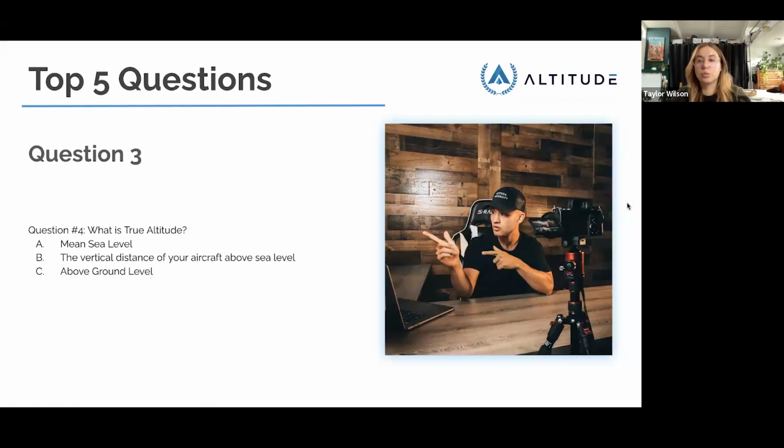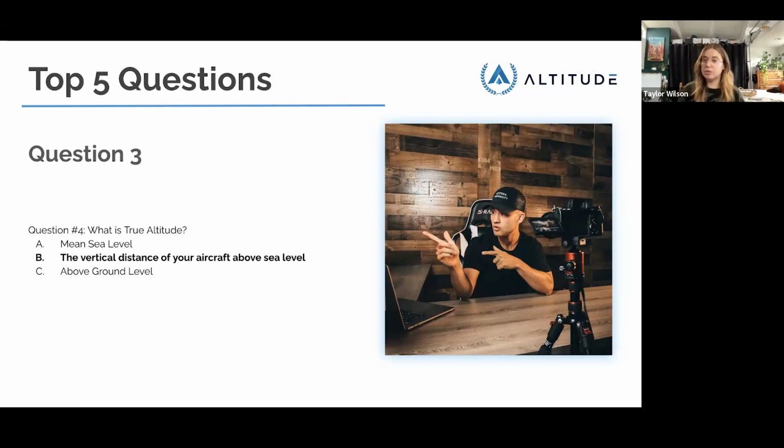What is true altitude? So we got 6 different types of altitude that we went over today. So what is the definition of true altitude? Anyone want to throw in an answer? Oh, there we go. So our answer here is B. So it's the vertical distance of your aircraft above sea level.